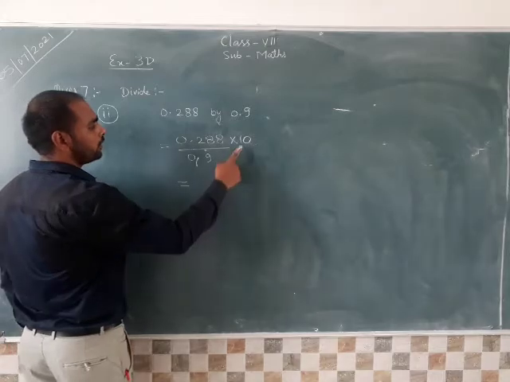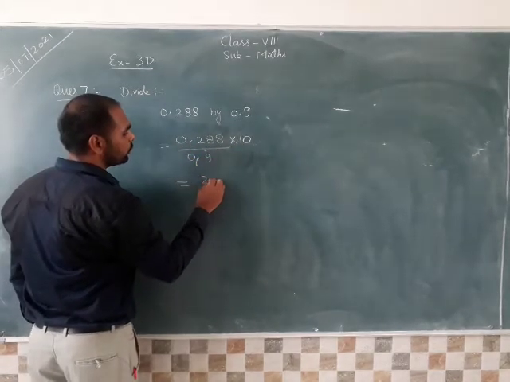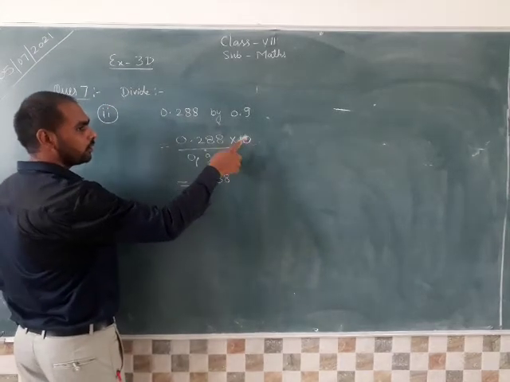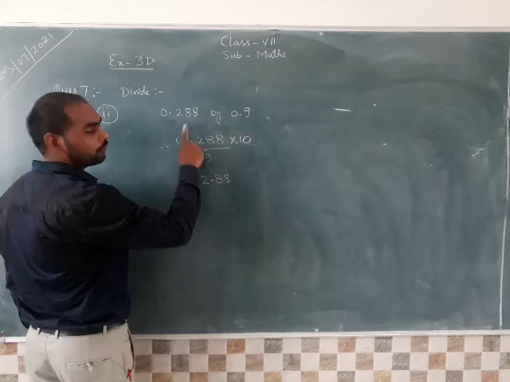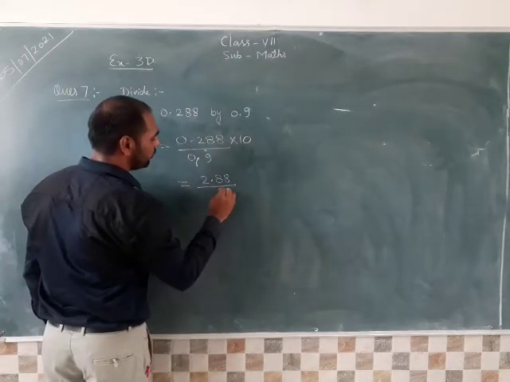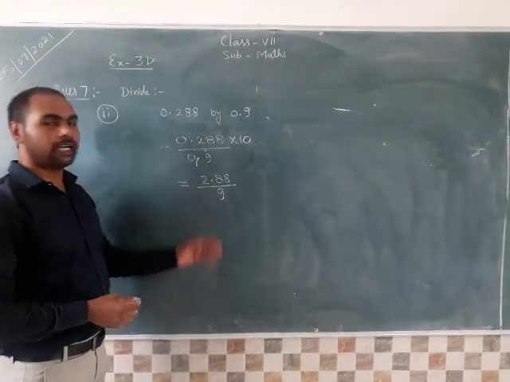When we multiply 10 to 0.288, we get 2.88, because in 10 there is 1 0, so the point will shift one place to the right hand side, and in the denominator there is 9. Now we will divide 2.88 by 9.